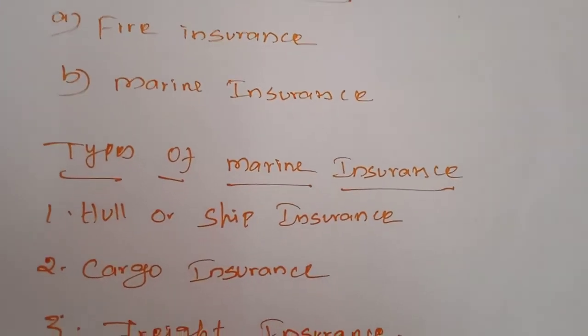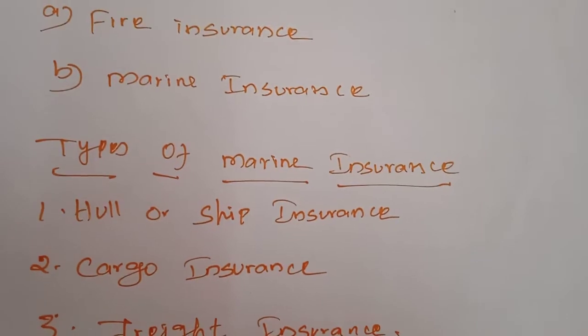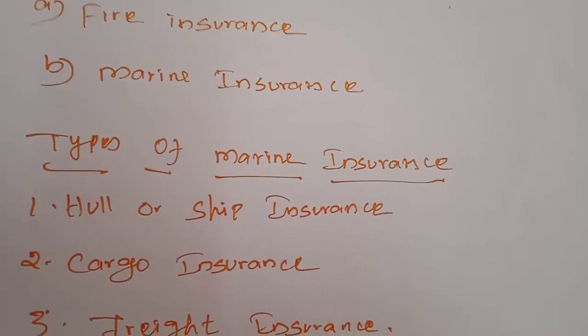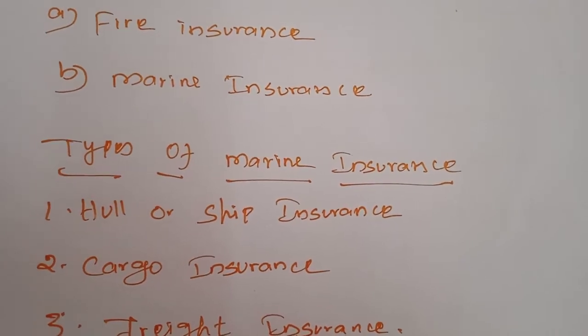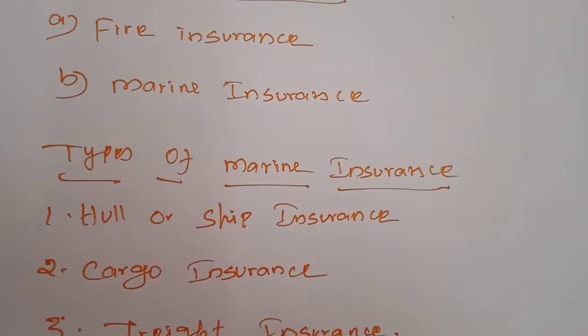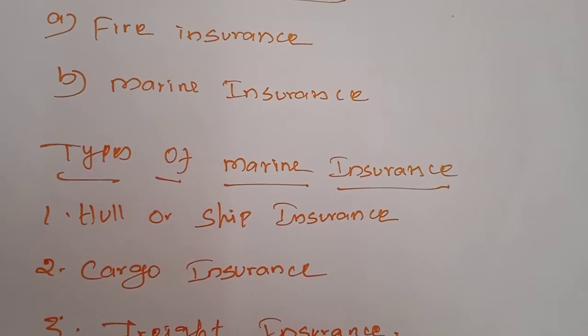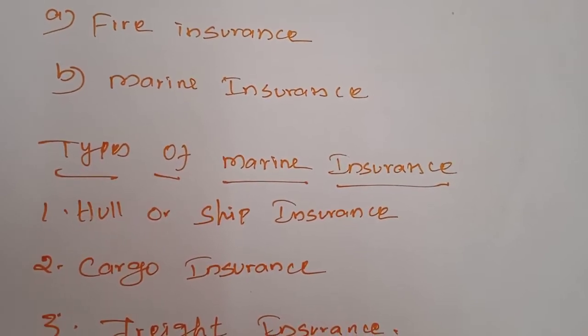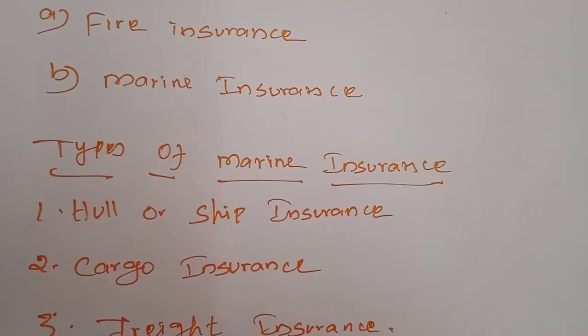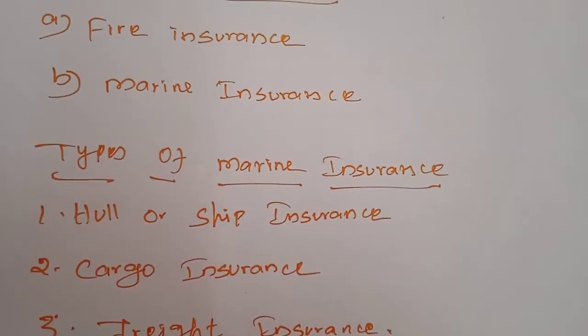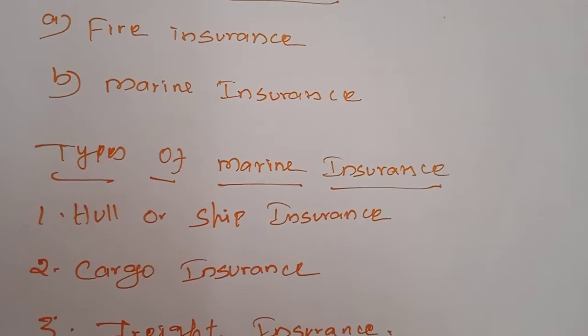Next, the types of marine insurance. Marine insurance may be classified into different types. First, hull or ship insurance. When a ship is insured against any type of danger, it is known as hull insurance. This policy is taken to indemnify the insured for losses caused by damage to the ship only.